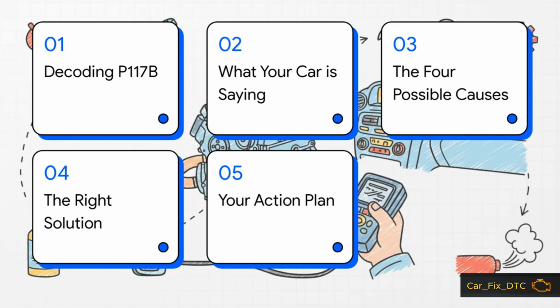Okay, here's our game plan. It's a simple 5-step roadmap. First, we'll decode what P117B even means. Then we'll figure out what your car is trying to say. We'll look at the 4 possible causes, find the right fix for each one, and finally, lay out your action plan so you know exactly what to do next.